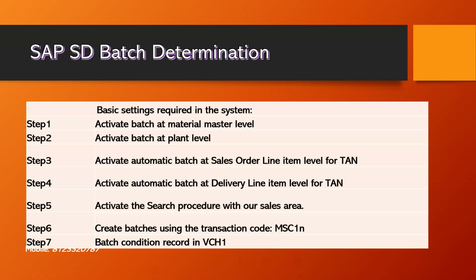The basic settings, or prerequisites, required to do the batch determination are, first of all, while creating the material itself, we have to activate the batch. Then only is that particular material relevant for batch determination, which the system will consider to determine into the batches. Activate batch at plant level, activate automatic batch at sales order line item level for the item category TAN, and activate the automatic batch at delivery line item level for the item category TAN.